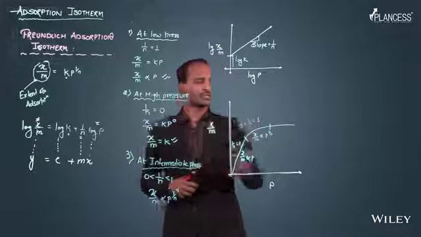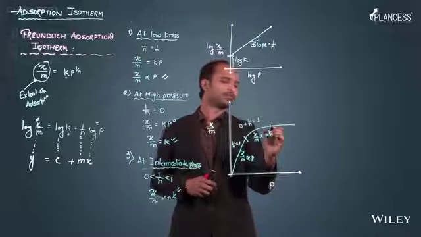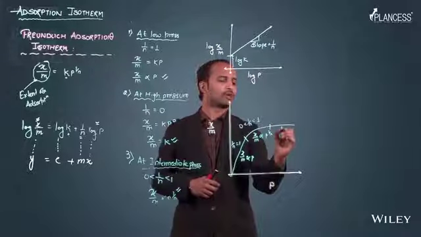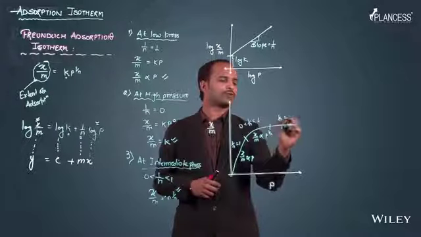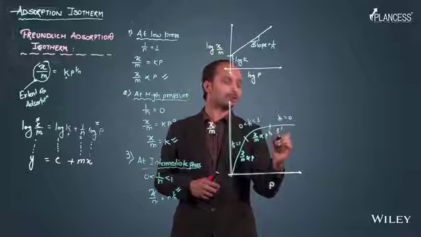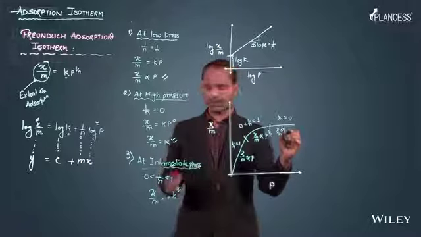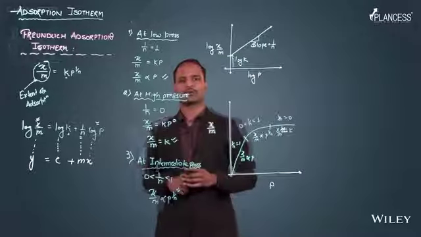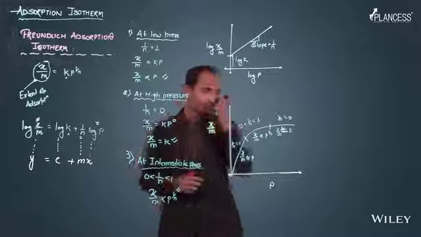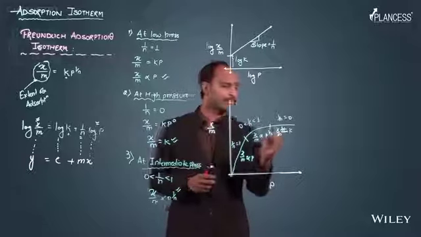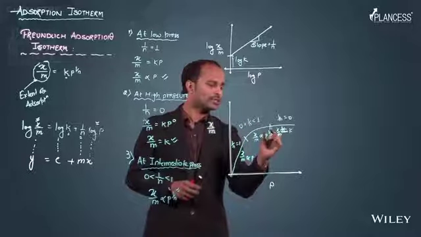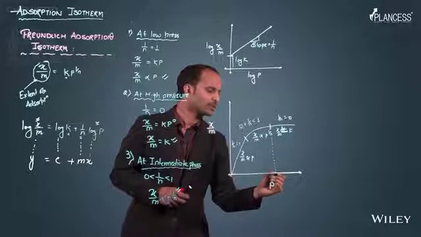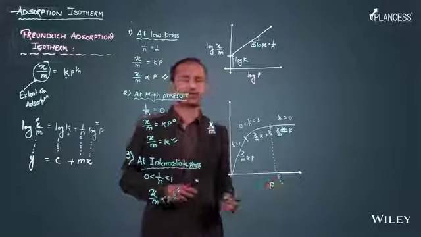So there is an exponential change in a curve, and then beyond this, at a high pressure, 1 upon n is equal to 0. If 1 upon n is equal to 0, x upon m is equal to k. That means the extent of adsorption does not depend upon the pressure and becomes constant. At this point, x upon m becomes constant. This point is called the saturation pressure.